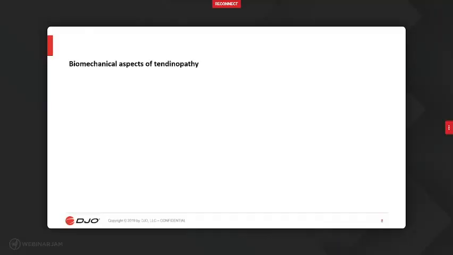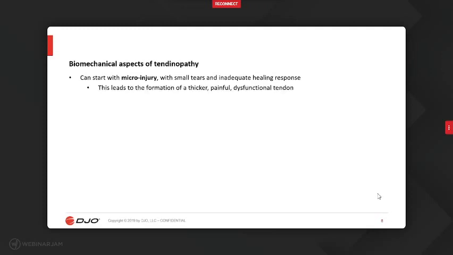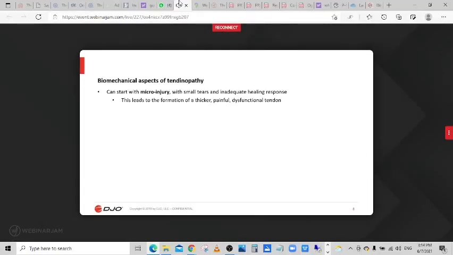Some biomechanical aspects of tendinopathy. A tendinopathy can start with a micro-injury with small tears and inadequate healing response. This leads to the formation of a thicker, painful and dysfunctional tendon.